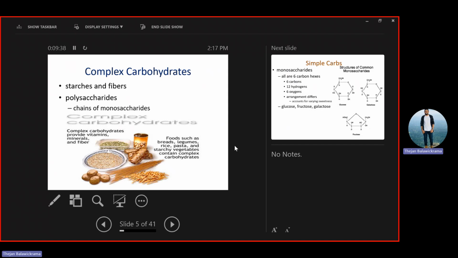Now, as an example, glucose and such are simple carbohydrates. Starch, cellulose, those very long carbohydrate chains come under the category of complex carbohydrates. Those are complex ones. So these are examples.